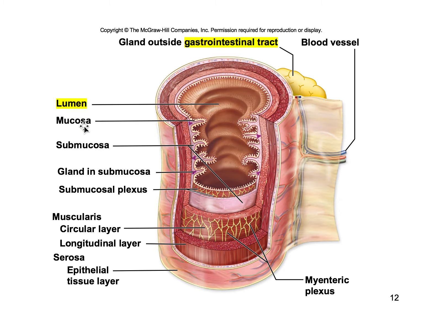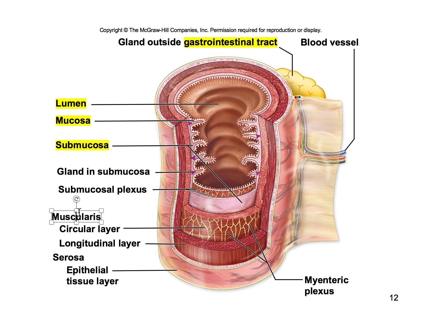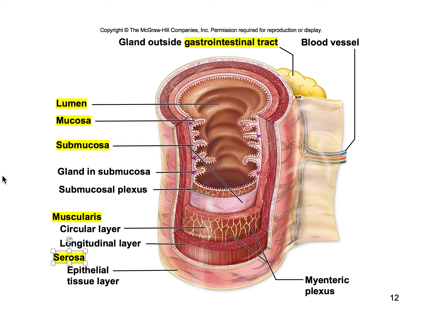What I want you guys to take away from this is that the major layers are the mucosa, the submucosa, the muscularis externa, and then the serosa. Almost every part of our digestive tract, with a few exceptions, has these layers. And the lumen isn't really a layer, it's the whole inside.